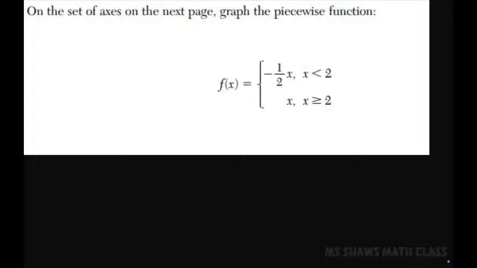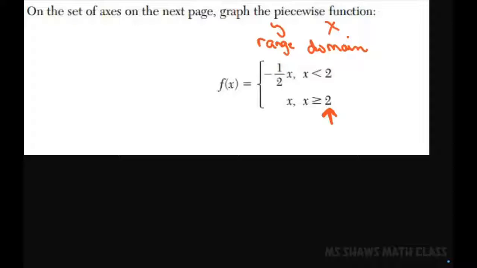Hi everyone, we're going to graph the piecewise defined function. First of all, let's notice a few things. Where things are changing are where x equals 2. This is your domain values, or your x, and this part before the parentheses is your range, your output, or your y.